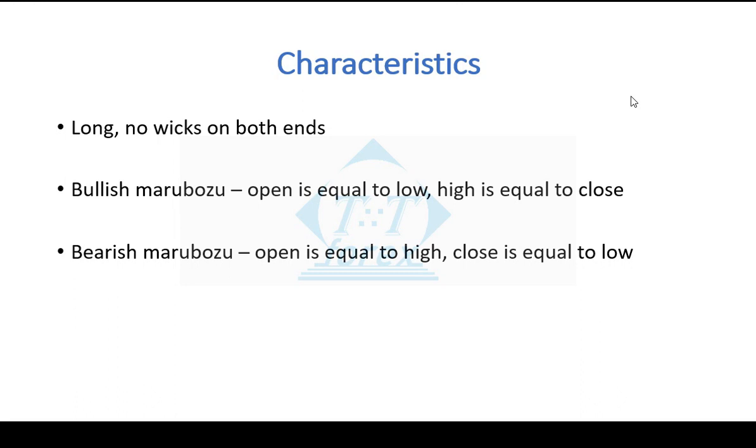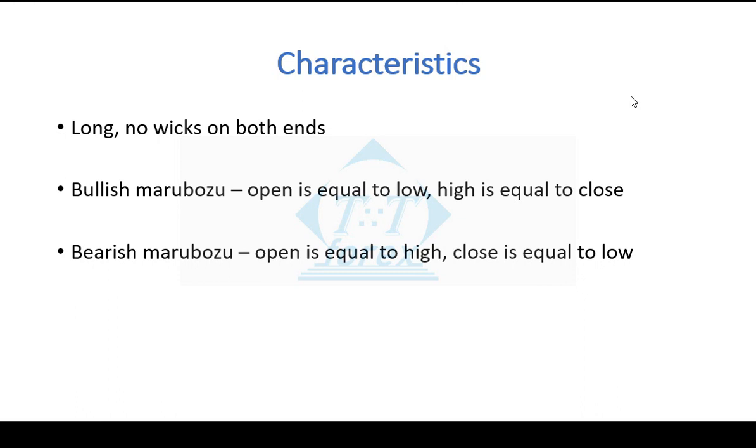They are usually long candles with no wicks at all. From both ends there is no wick. If ever you see a long candle with a small wick, that's not a marubozu, it's something else. If it doesn't have any wick, that's a marubozu.